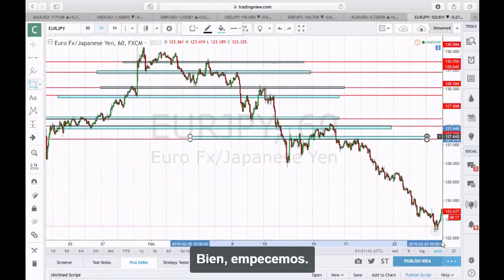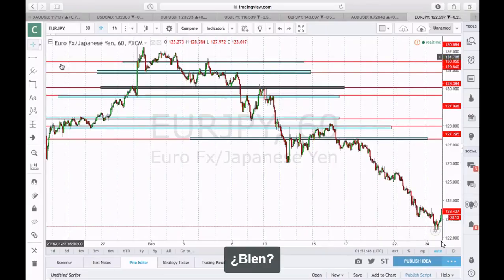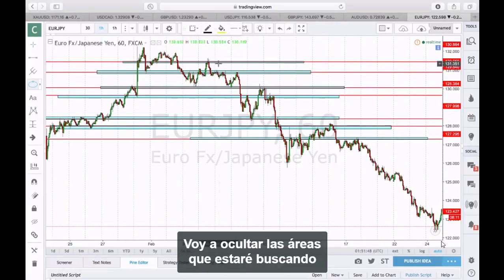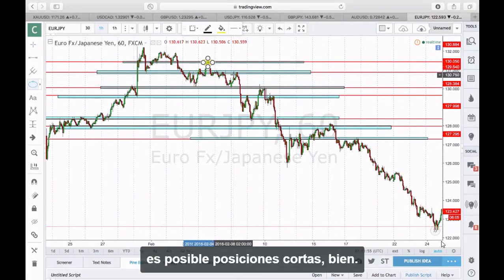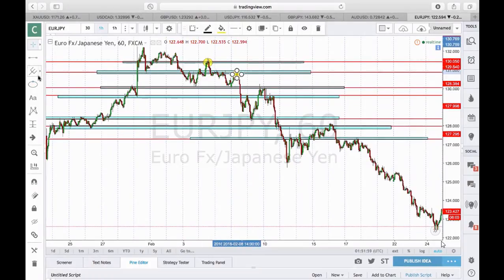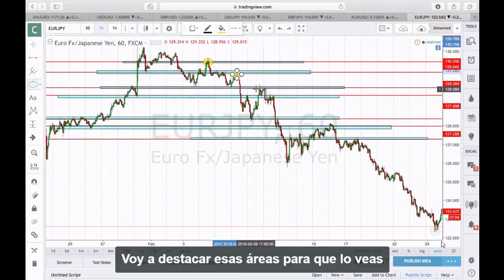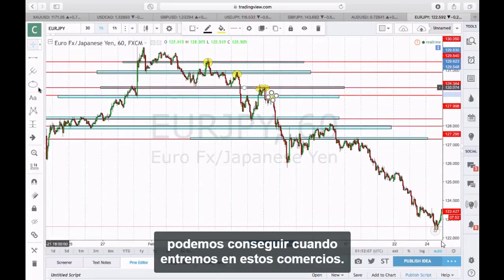Okay, let's start. So I have levels within the market. I'm gonna highlight the areas I'm going to be looking at for setups. If it's in a downtrend, what I'm looking for is possible short positions. I'm going to highlight those areas for you so you can see how strategic we could get when entering these trades.